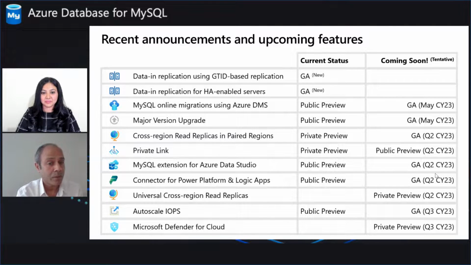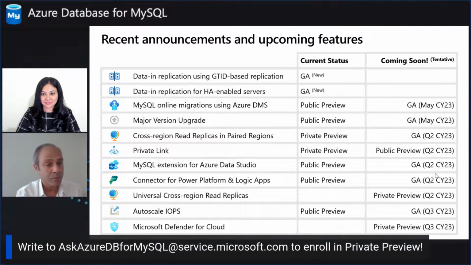One of them is Azure Database Migration Service for MySQL. It's in public preview, but later this month this will be GA'd, and all the features I discussed in the previous slide would be available in the GA, including the CLI support. We also plan to have GA of major version upgrade on flexible server. Again, this is in public preview, but if a customer has 5.7 and they want to upgrade to 8.x, this feature would be GA'd in May as well.